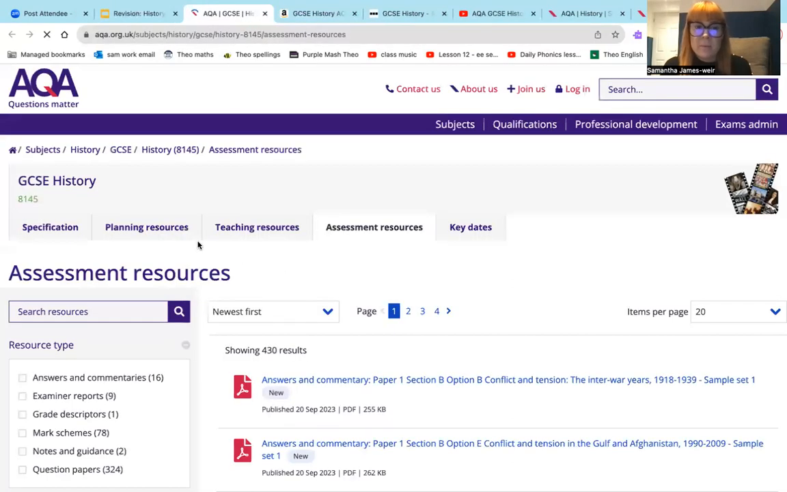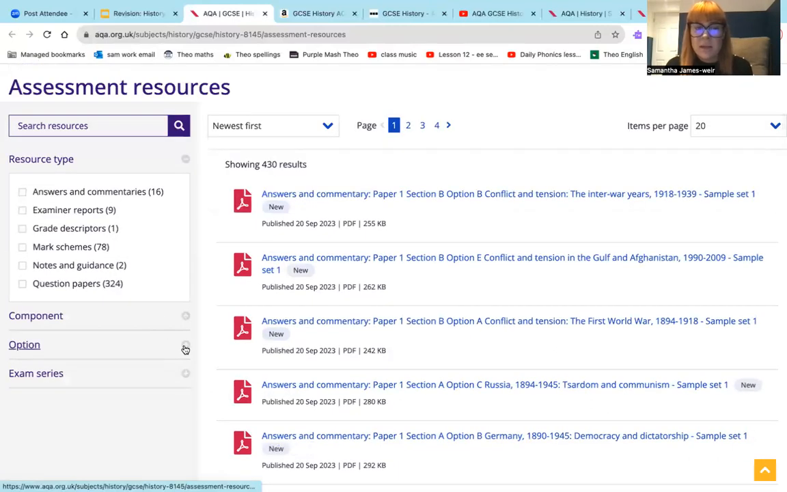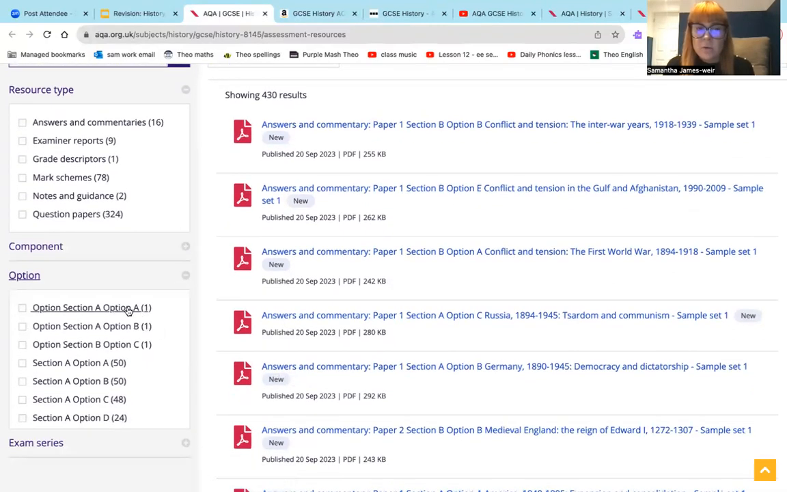So the past papers, if you click on it, again, just make sure. So down here on the left, there's a section that says option. So if you click on the options section, you can have a little look.